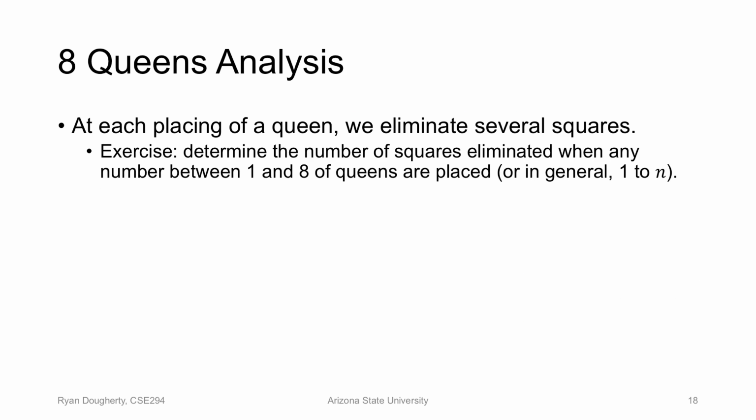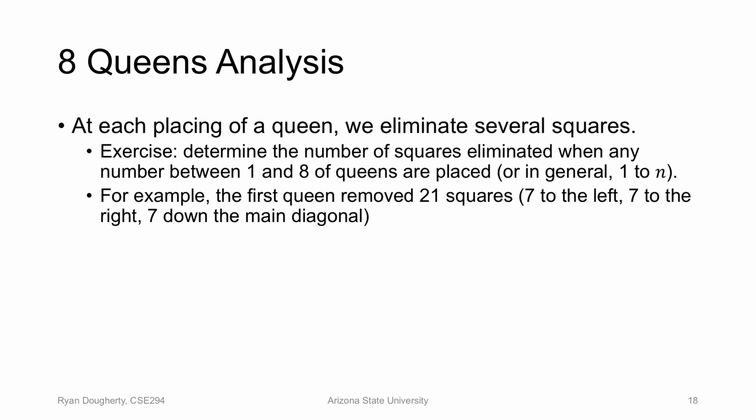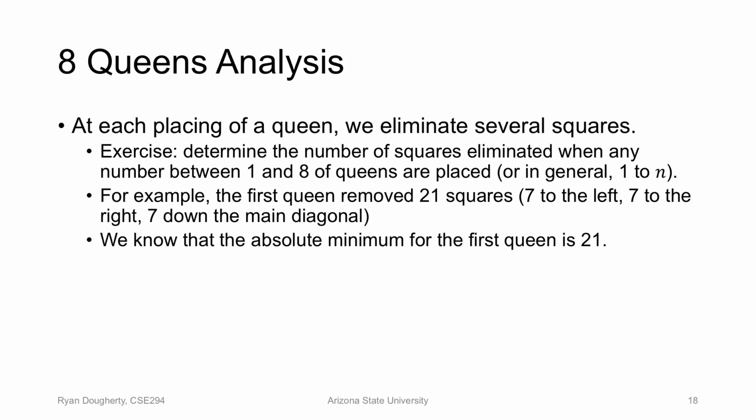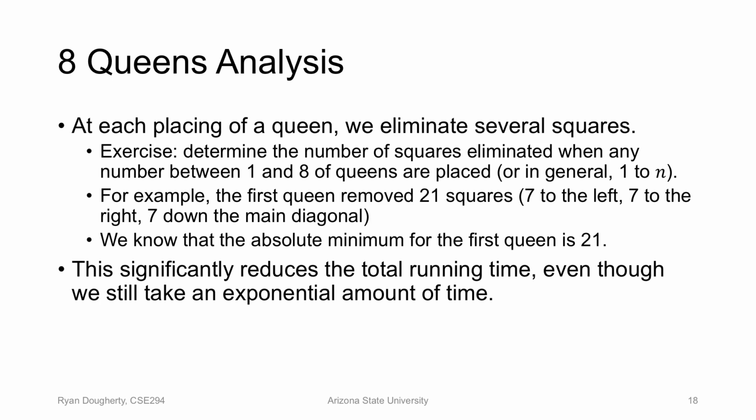So one thing that may be a possible project idea is to figure out how many solutions I am really checking here. Or in general, if I have an n by n square grid instead of just 8, and I want to place n queens on the board, how many solutions am I possibly going to generate using this backtracking strategy? That'd be a cool thing to figure out. So the first queen removed 21, and we know that the absolute minimum for the first queen is 21. It's just a simple exercise. If you move the queen somewhere else, you're going to be eliminating more squares. This reduces the running time, right?